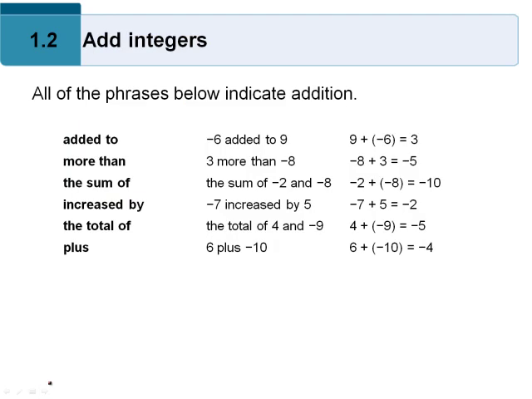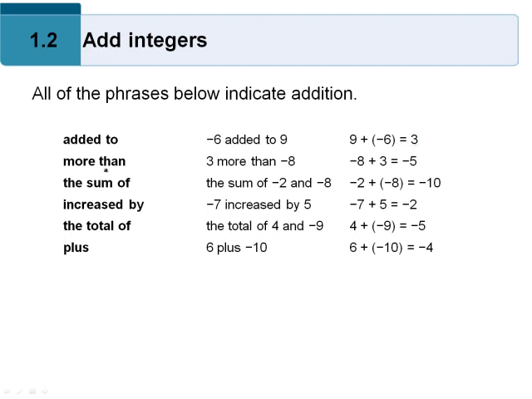All right, so look at these phrases below. All of these indicate addition. It says added to. So we've already looked at one like this. Negative 6 added to 9 would be 9 plus negative 6, so you have to subtract there and you get positive 3.